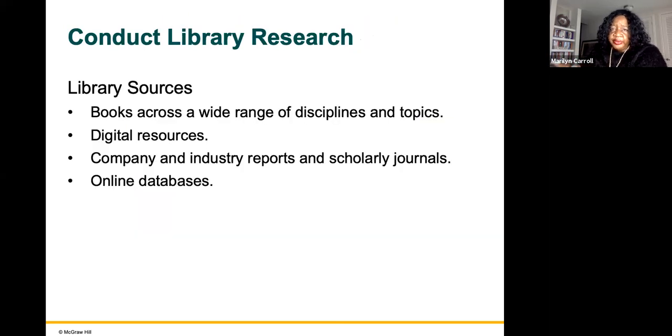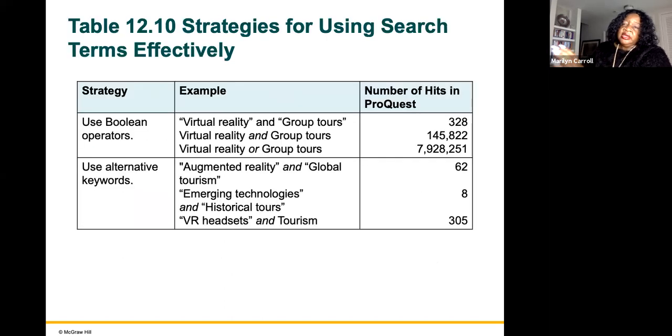So you want to conduct your library research: library sources, books across a wide range of disciplines and topics, digital resources, company and industry reports, and scholarly journals in online databases. If you're at any school, you have access to the many journals the school has subscribed to. If you're not on a school site, you can use Google Scholar, but 9 times out of 10, a lot of the articles and information you pull is going to cost you money to download. That's why, if you are in school and have access to the school site, you should use that.